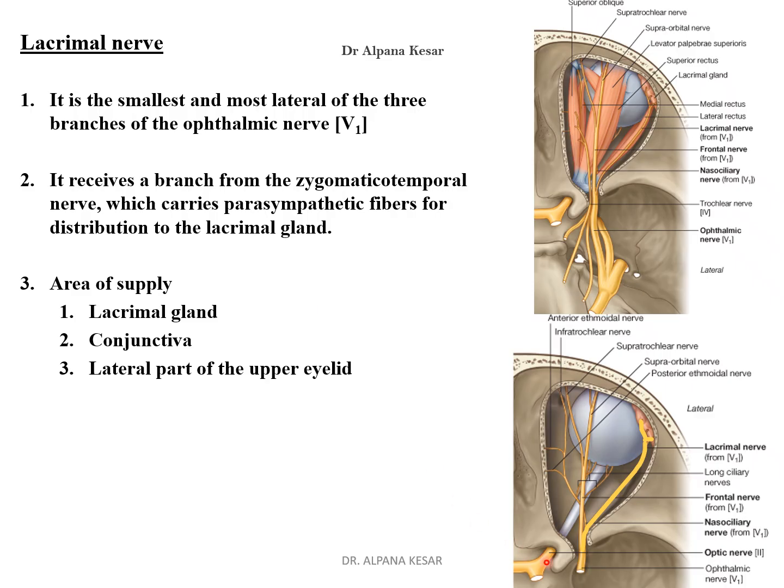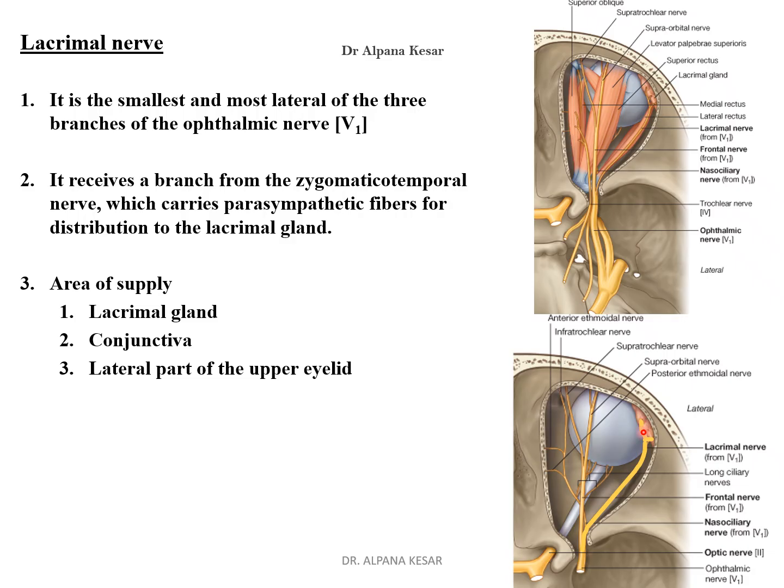Lacrimal nerve. This is the lacrimal nerve. Lacrimal nerve is the most lateral of the 3 subdivisions of the ophthalmic nerve. It is also the smallest of the 3 branches. Lacrimal nerve receives a branch from the zygomaticotemporal nerve. This branch delivers postganglionic parasympathetic fibers from the pterygopalatine ganglion to the lacrimal nerve to be distributed to the lacrimal gland.